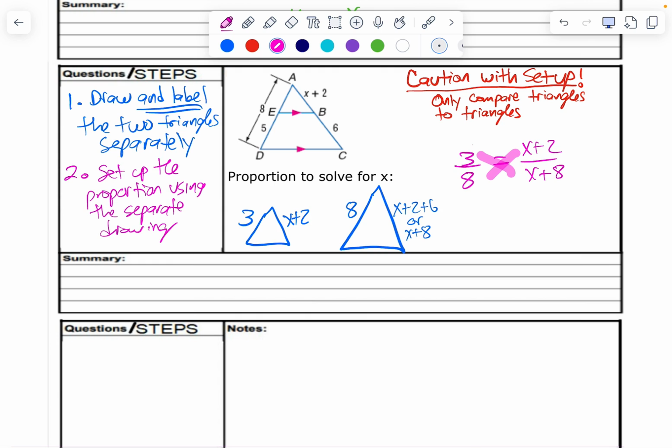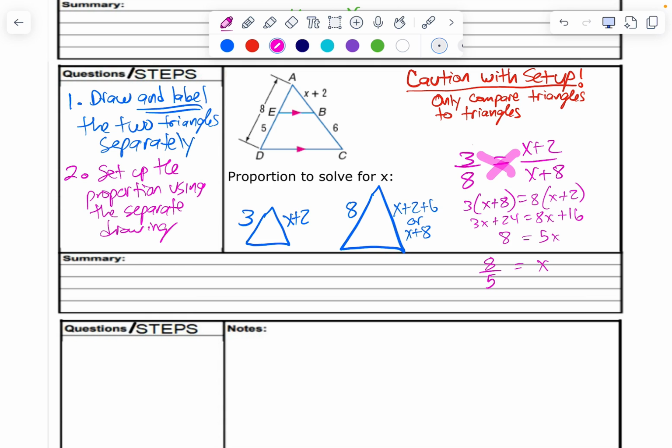Okay, do your cross product, set them equal, use your parentheses. And we'll get 3x plus 24 equals 8x plus 16. And that becomes 5x equals 8. So x equals 8/5, or 1.6 if you want to make it a decimal.